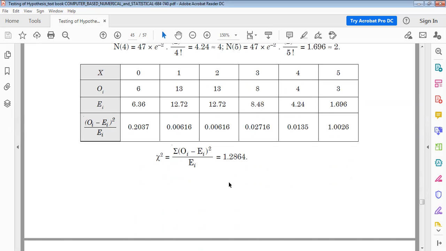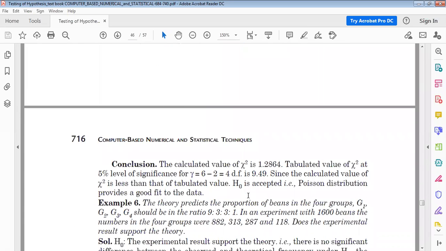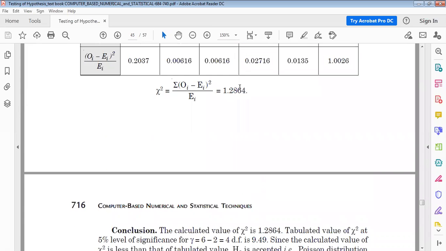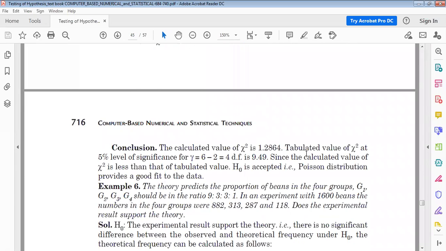Now taking the summation using the same formula, chi-square equals the summation of the square divided by the expected value, which is 1.2864, taking the sum of this last row. Now the calculated value of chi-square is 1.2864. The table value of chi-square at the 5% significance level at degrees of freedom 6 minus 2, which is 4 degrees of freedom.